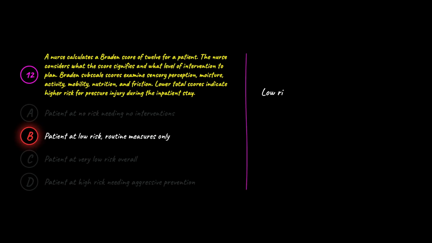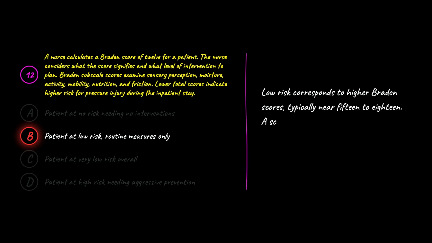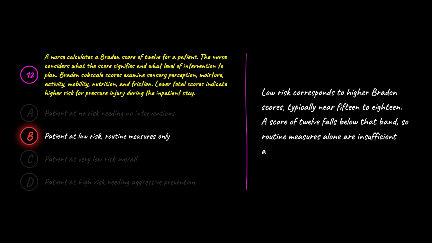B is wrong because low risk corresponds to higher Braden scores, typically near 15 to 18. A score of 12 falls below that band. So routine measures alone are insufficient, and additional interventions must be added to the plan.